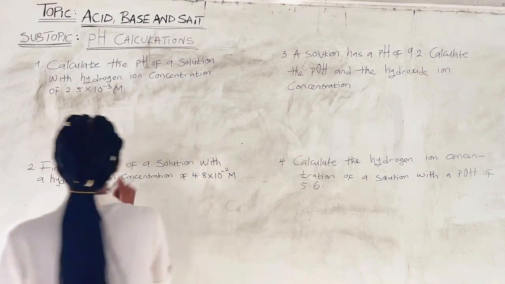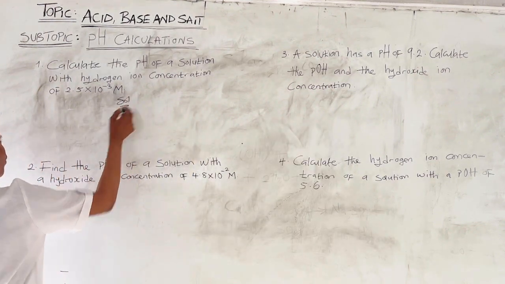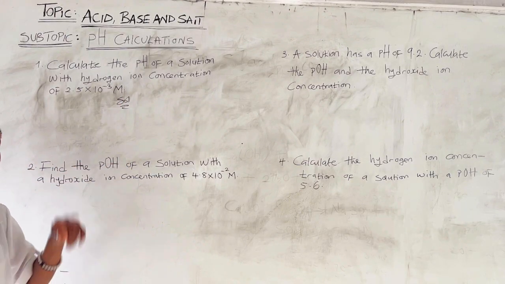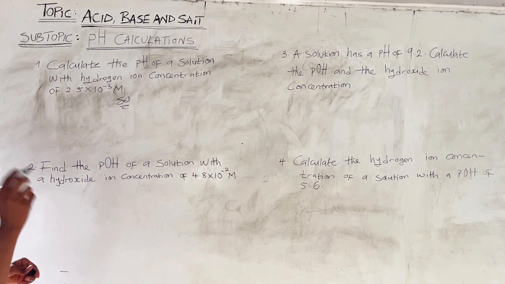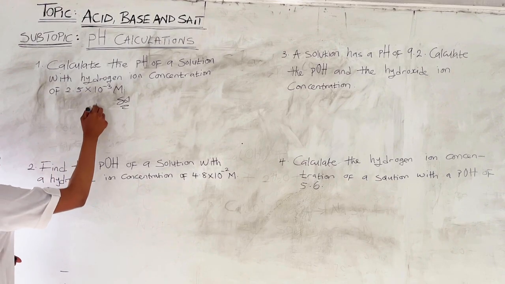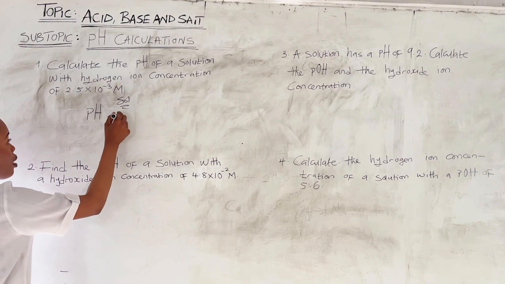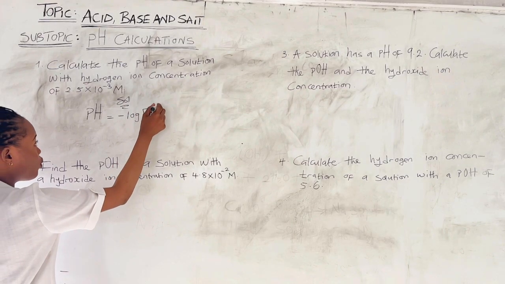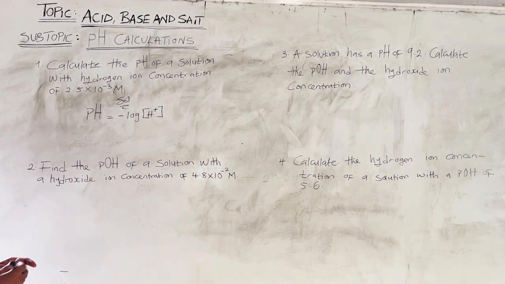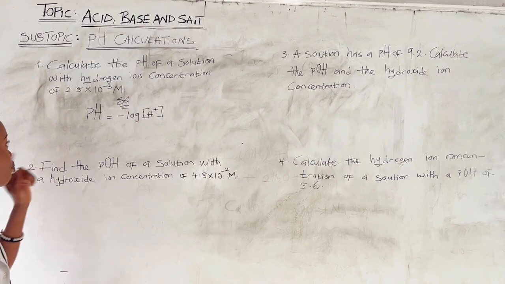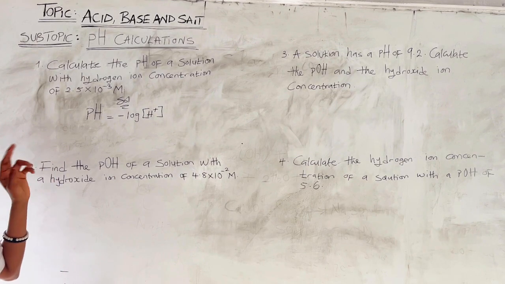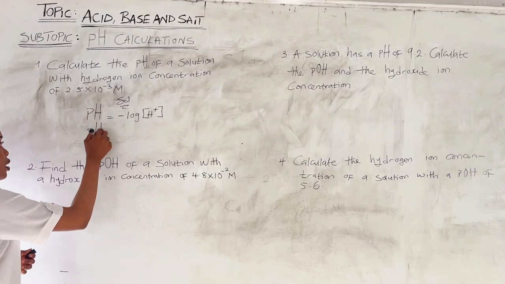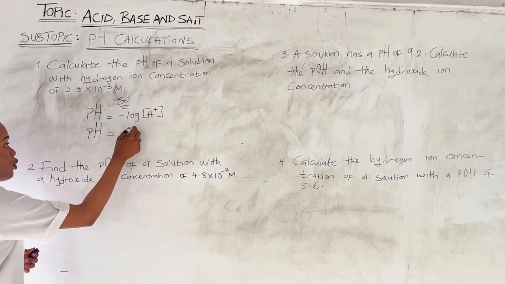So let's go. For the first question, the question says calculate pH. So what we're looking for is pH. Now the formula for pH is pH equal to minus log H plus. This is the formula for calculating pH. pH equals minus log H plus. So pH is equal to minus log.